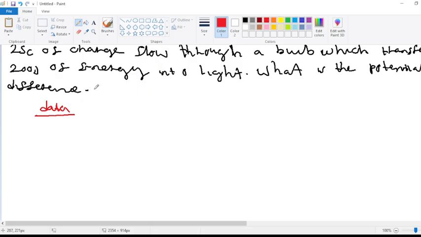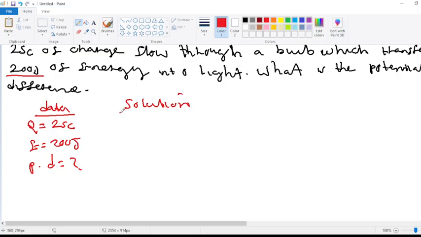So 25 coulomb of charge. So we have the charge here being given as 25 coulomb. Flows through a bulb, which transfers 200 joules of energy. So energy here, we've been given that it is 200 joules. Into light. What is the potential difference? Now, what is our PD? Our PD, we don't have, then you go to the solution here. As simple as this. So once you just know how to collect data, you can even know the formula that you are supposed to use.